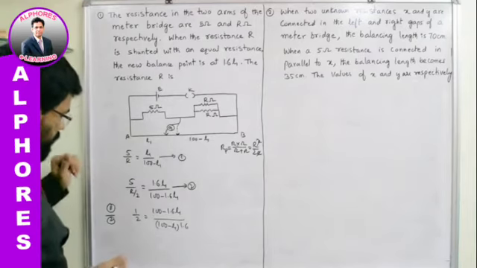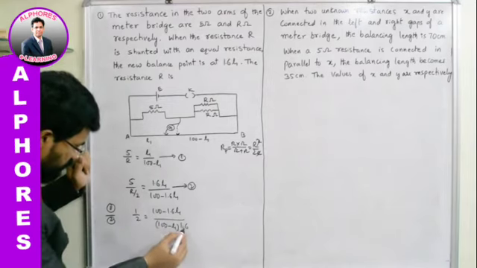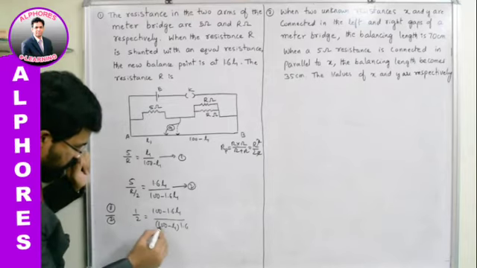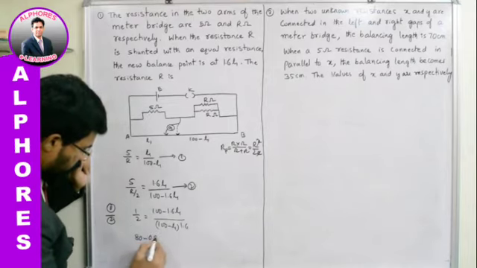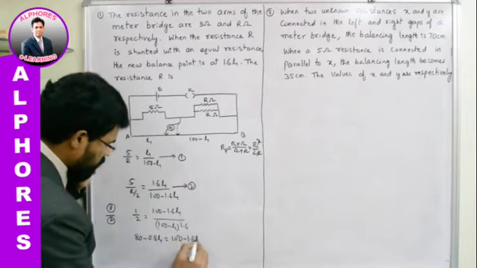Okay. Now let us simplify this. If we simplify this, what do we get? 1.6 divided by 2 will be 0.8, isn't it? 0.8 multiplied with this one, what you will get? 80 minus 0.8 L1 is equal to 100 minus 1.6 L1.